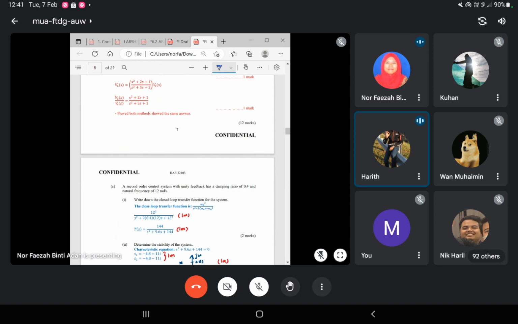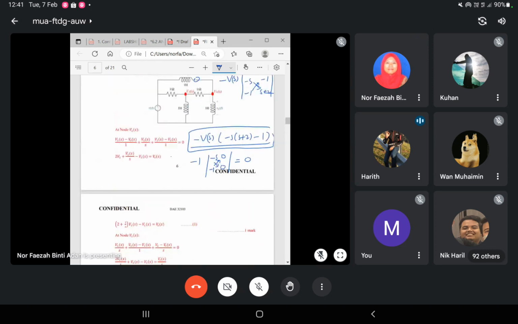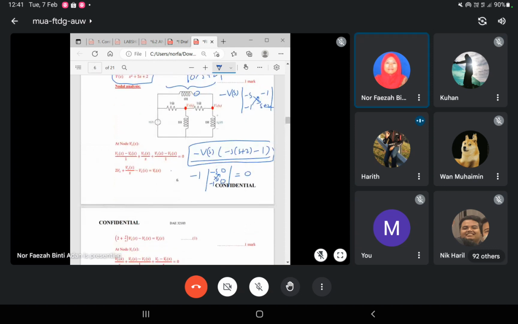Medium. So kira dia ada 2 method lah untuk cari VL over VS. Ya, yes, sir, memang ada 2 method. Depends pada soalan. Soalan tu nak you guna method yang mana. Okay. Kalau kata dia tak mention guna method apa, baru you boleh pilih.